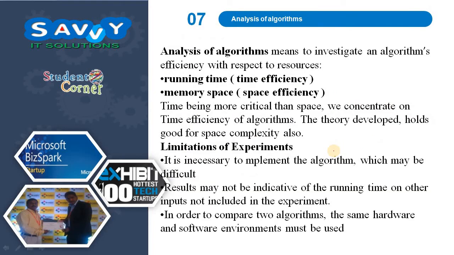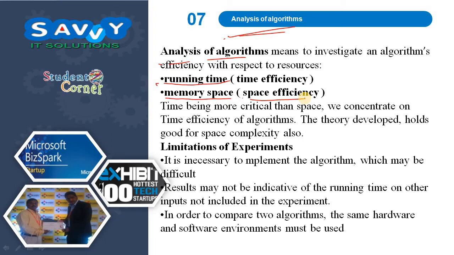So next, finally, analysis of algorithms. This is one of the biggest topics in algorithms, but we are not going deeper; I will explain only the important points related to your concept. Analysis of an algorithm means investigating an algorithm's efficiency with respect to resources: running time efficiency and memory space efficiency. Time being more critical than space, we concentrate on time efficiency of algorithms. The theory developed holds good for space complexity also.